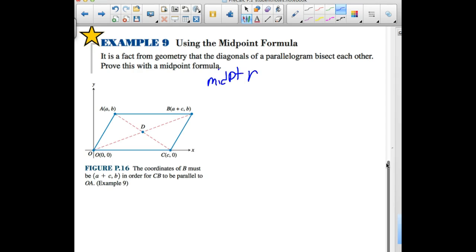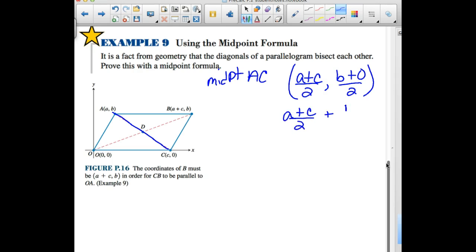we'll start out with segment AC. So looking at this diagonal, remember midpoint, we add the x's and average them. We add the y terms and average them. Simplifying, we have a plus c over 2 and, whoops, not plus, and b divided by 2.